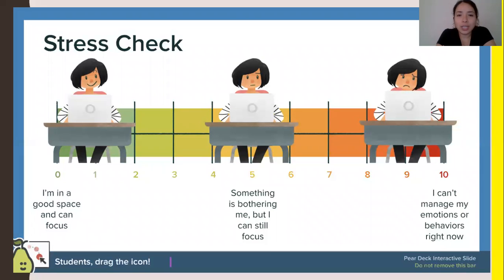All right, so our stress check, make sure you type in the box how you are feeling today between a 0 and a 10. Let me go ahead and also type in for me. Thank you if you did your stress check. I see that we are at an interesting range. We have a 1, a 2, and a 3.